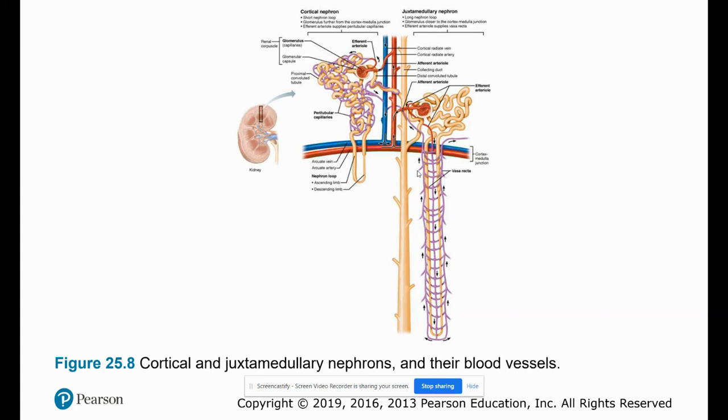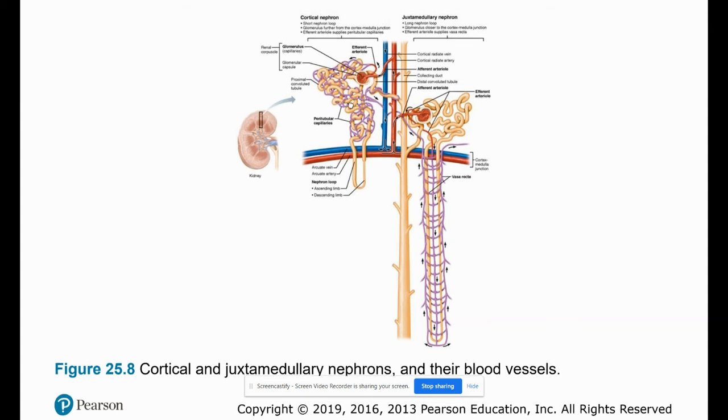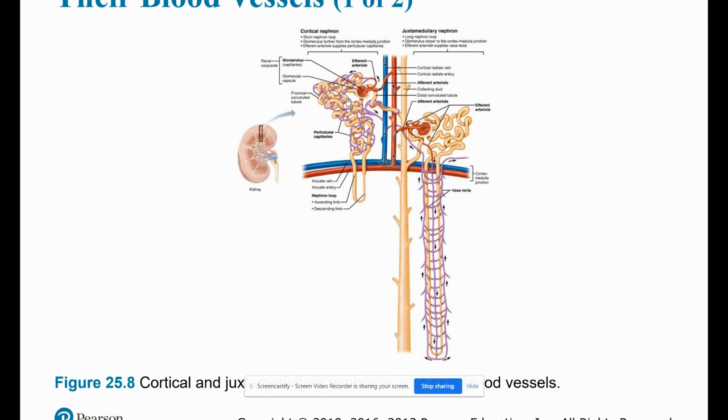I also want to point out these capillaries, because I believe on the next slide we're going to talk about these capillaries. So around the cortical nephron, we have these things called peritubular capillaries. And around the juxtamedullary nephron, we have, around the loop anyway, the vasa recta.